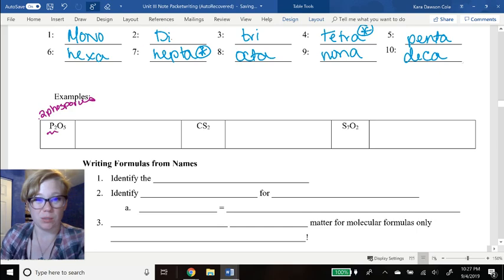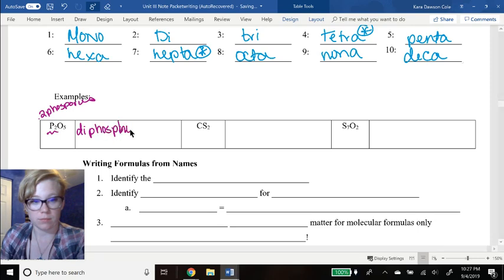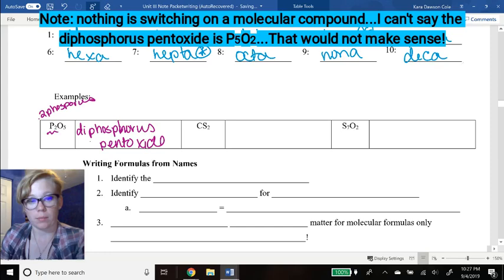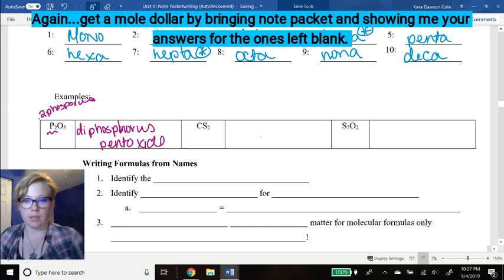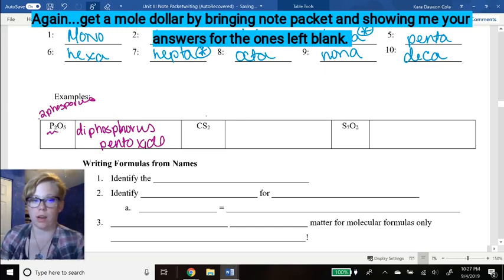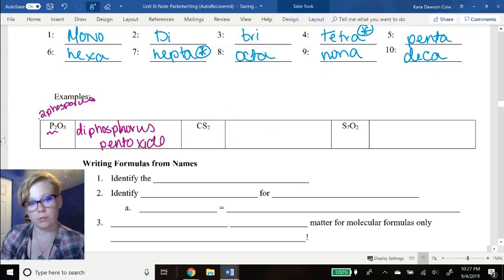So then I'm going to do diphosphorus pentoxide. Penta means 5, so I'm just dropping the A off. Okay, I'm going to leave you with these two so that you can try and do those on your own.